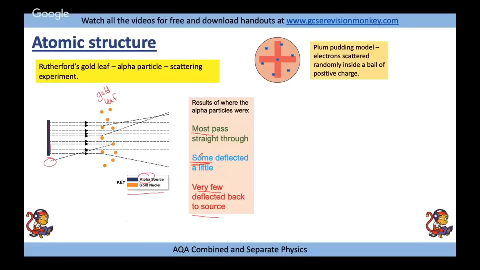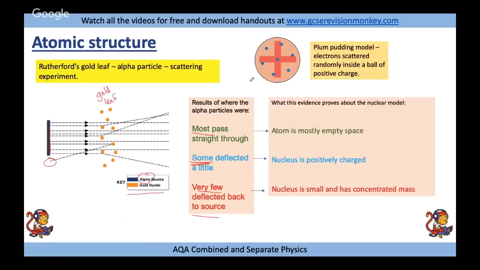Now, this proved to us that this model couldn't be right. And this is what it did prove. The fact that most pass straight through can only be explained because our new model of the atom says it's mostly empty space. Some deflected just a little bit, and that's because we're firing positive alpha particles at a positively charged nucleus. When they get close, they will deflect a little bit. And then just a few that were fired straight at the nuclei rebounded back, which tells us that the nucleus is very small, it's tiny, and it has a concentrated mass.